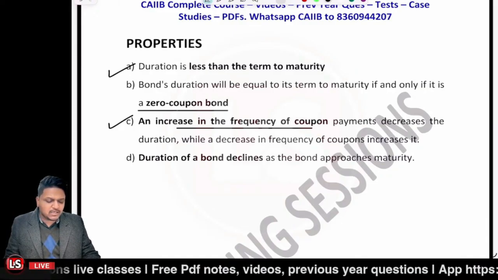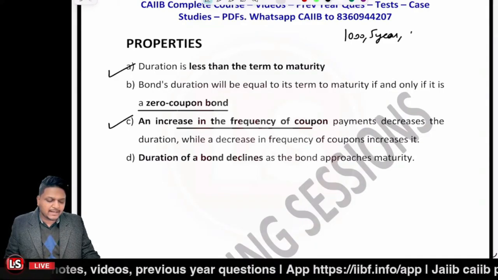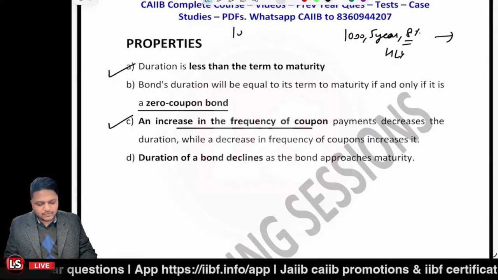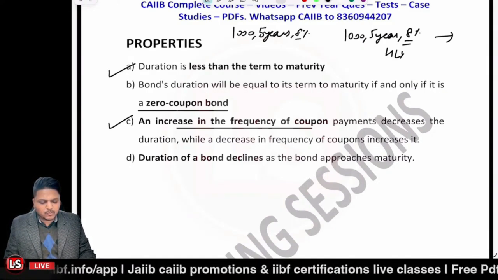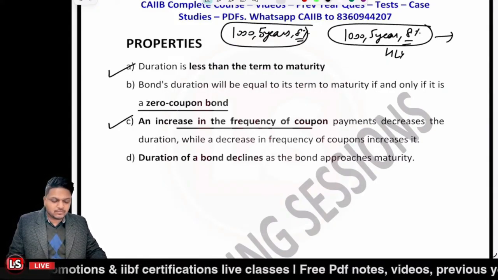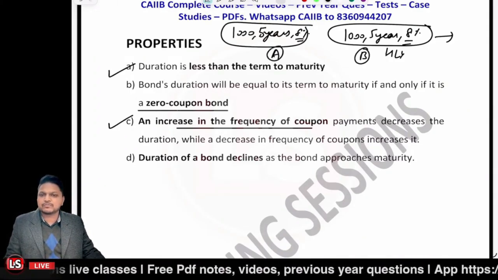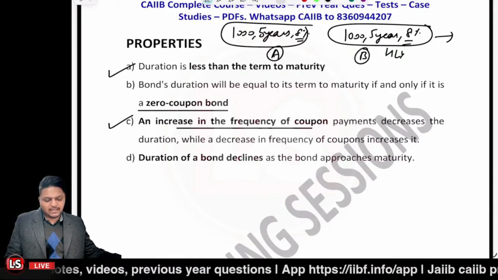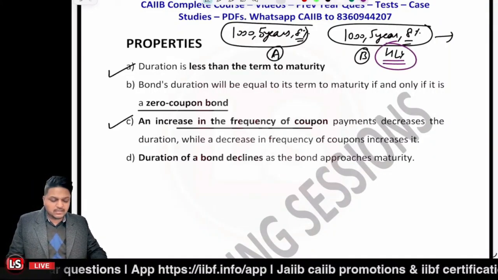Let's say in case one, there is a bond of rupees 1000 with 5 years till maturity and 8% coupon, but on a half yearly basis. And the same bond, rupees 1000, 5 years maturity and 8% coupon, is there on an annual basis. For which bond is the duration going to be lesser, bond A or bond B? Definitely bond B is going to have the lesser duration because the frequency of the coupon is more in this case.